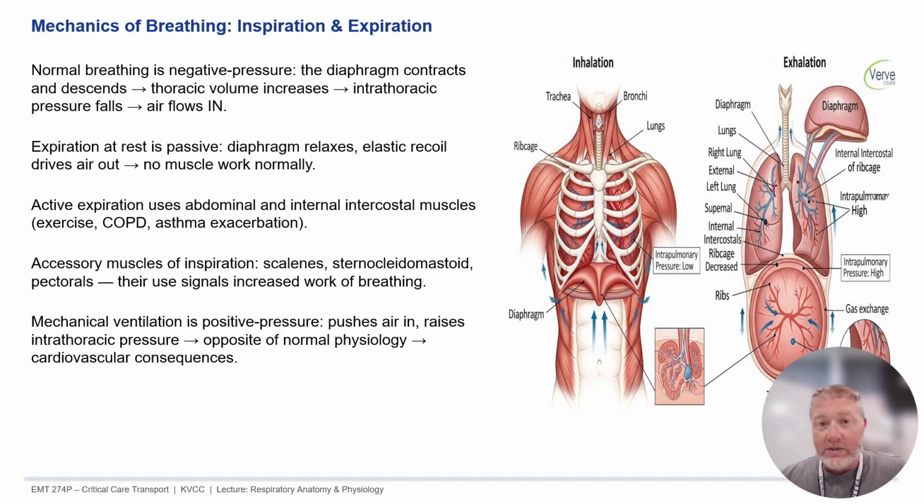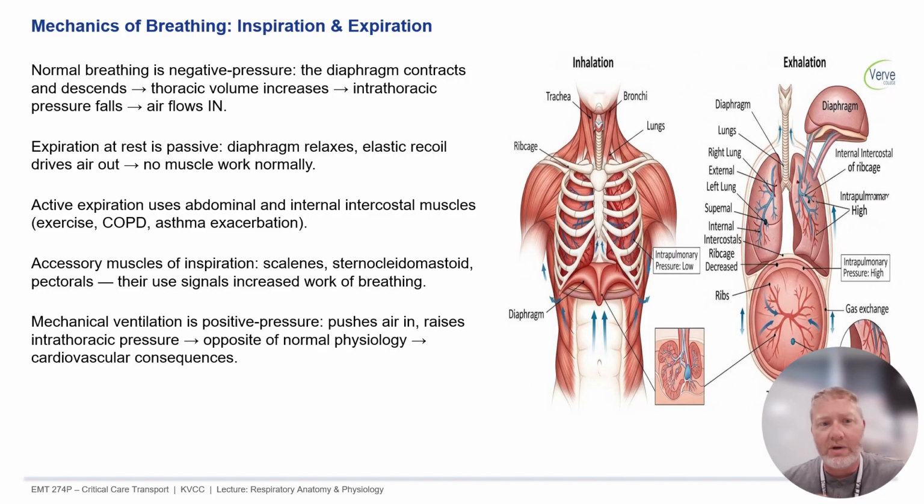Expiration at rest, so exhaling, is entirely passive. The diaphragm simply relaxes. Elastic recoil of the lung and chest wall drives air out, and no muscular effort is required. This changes with forced expiration or obstructive disease, where internal intercostals and abdominal muscles are recruited.